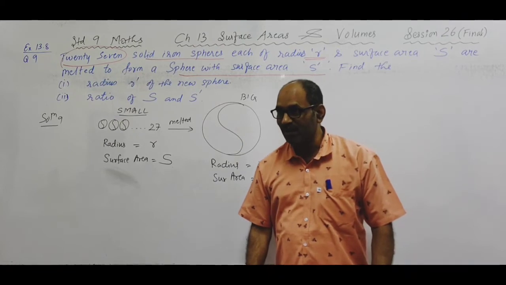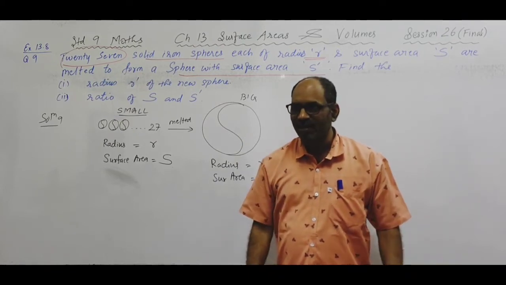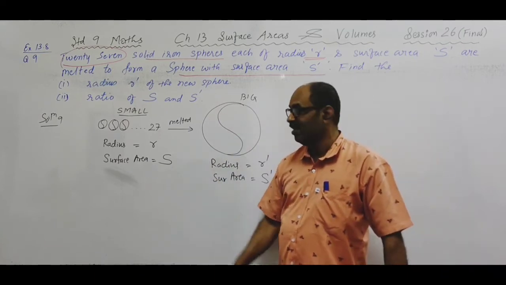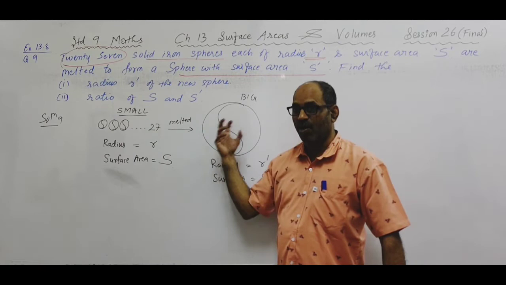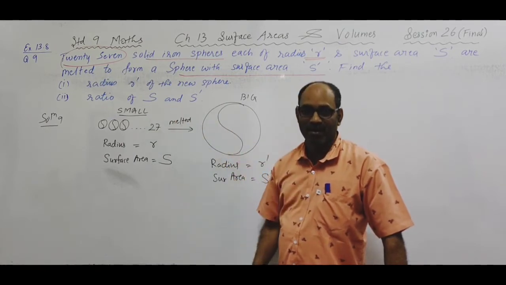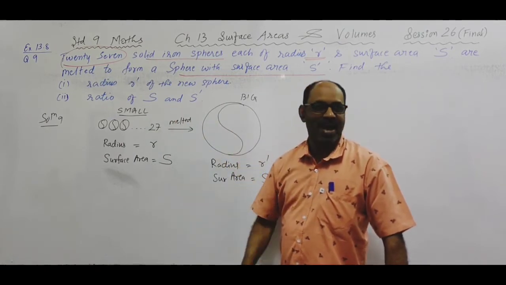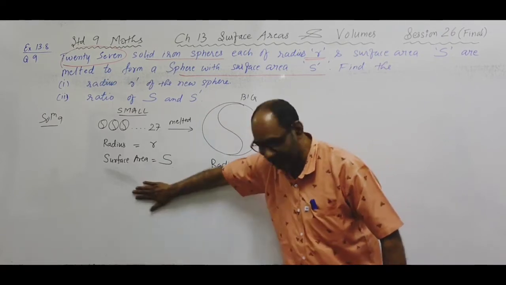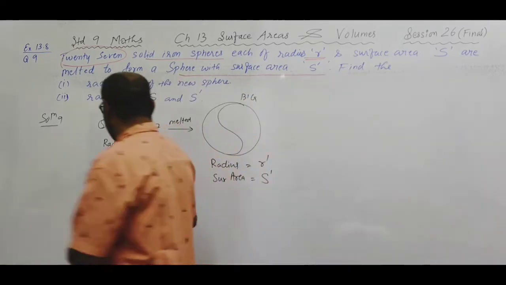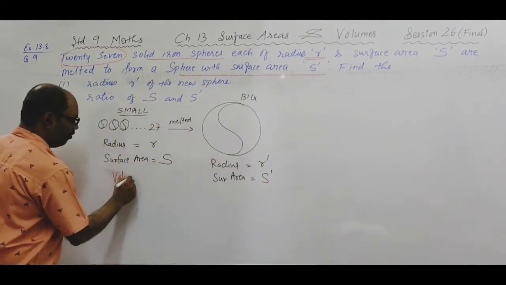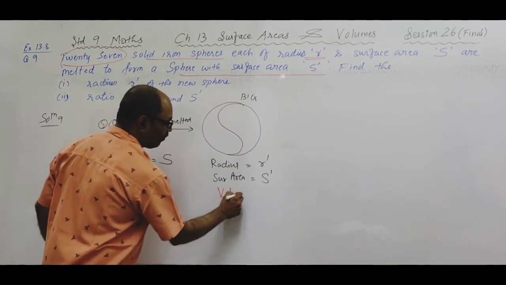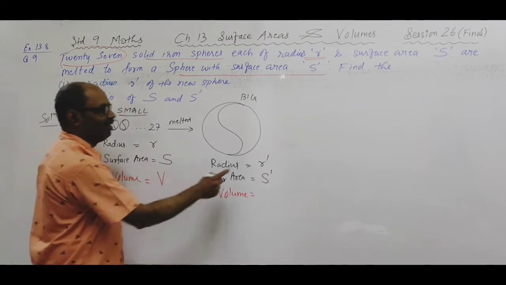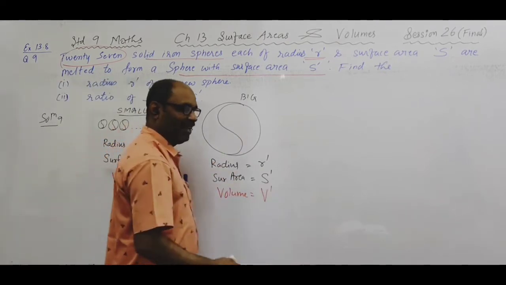Is that possible? Yes, of course. Why not? What doesn't change for these spheres, whether I melt them to make one, or make 27 from one? Very good. Volume is going to be the same. That's why I told you we will require volume. So I'm using the word volume here and here. The volume of this one we will call V dash.